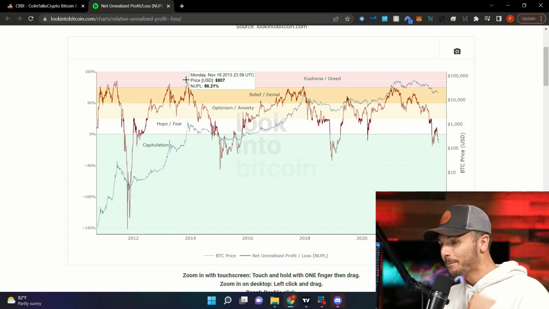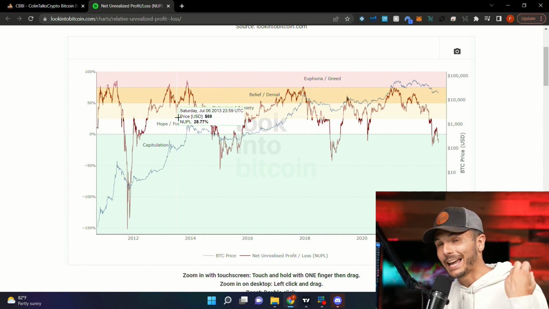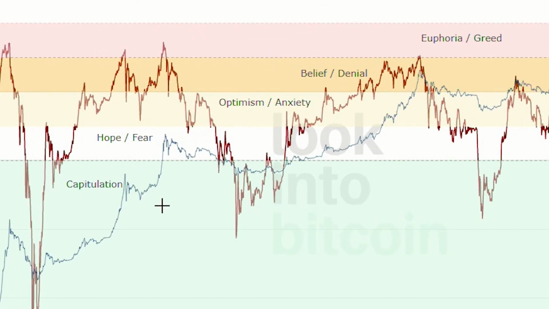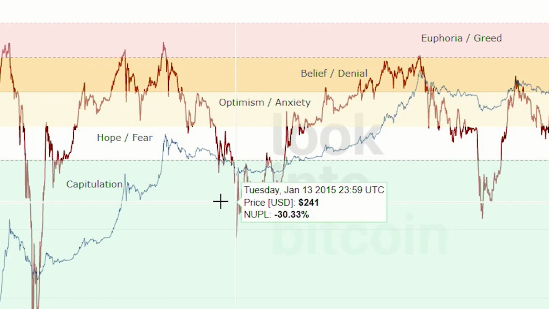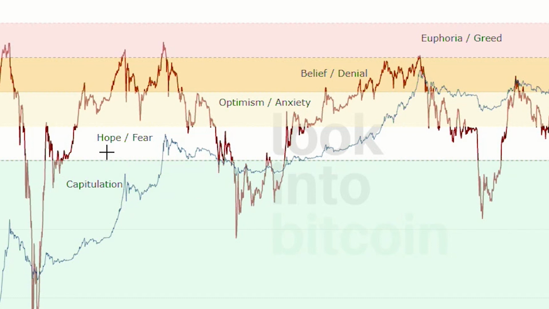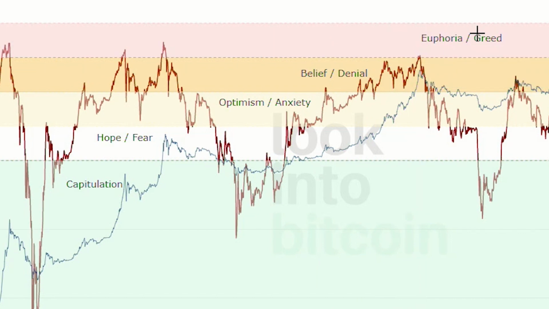Now, obviously, hindsight is always 20/20, but it is very interesting to go back and look at this information. And you can see we actually have a few different areas here. In the green, you have capitulation. If you are accumulating anywhere in this green box, it has typically been a pretty good time to buy Bitcoin. Above that, you have hope/fear, right? And then you have optimism/anxiety, belief/denial, and then euphoria/greed.